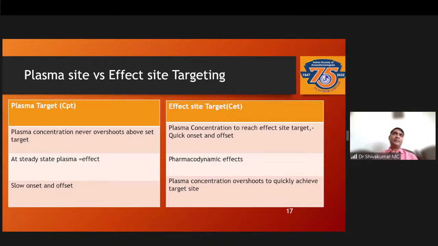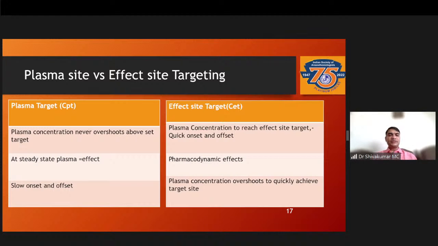Usually after some time, based on the Ke0, the plasma concentration and effect site concentration will be at a steady state. The effect site is based on the pharmacodynamic effects which are produced. How to calculate the effect site targeting? Usually they have done clinical studies measuring the depth of anesthesia or time to reach unconsciousness or sedation. Based on that, they have calculated the Ke0.